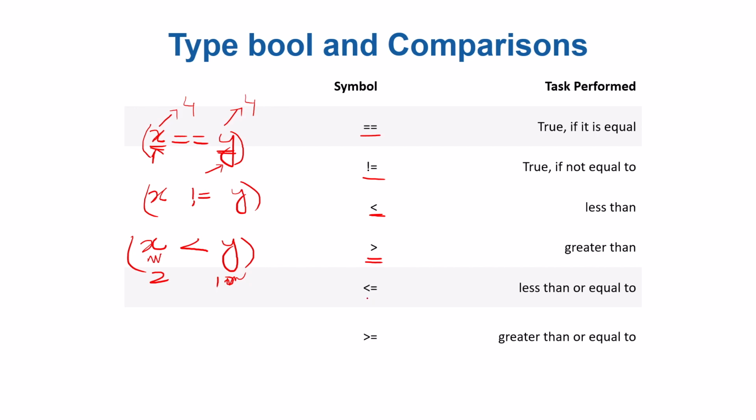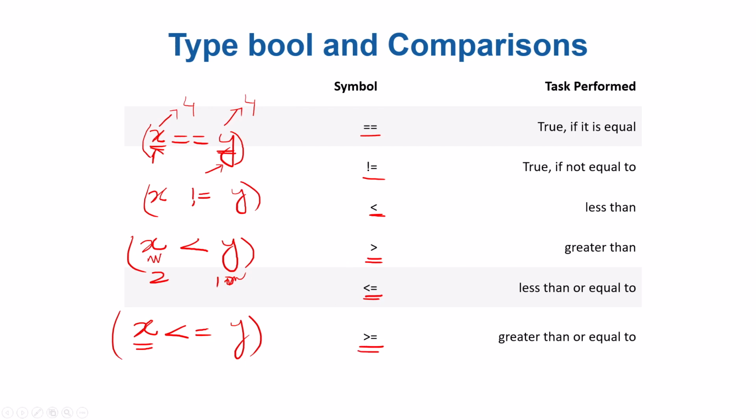We can also compare whether one variable is less than or equal to the other. For example, if x is less or equal to y, the result will be true if x has a value that is not larger than y. As long as x and y are equal, or x is smaller than y, in any case the result will be true, otherwise false. Similarly, greater than or equal to.